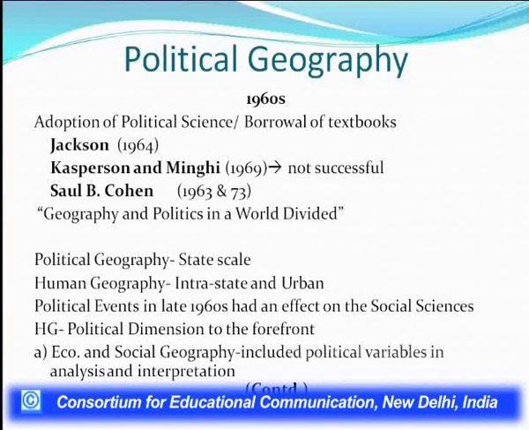Further, in the 1960s, to make political geography more relevant, some scholars borrowed from political science so that the discipline could be revived, and their studies reflected a lot of involvement of political science, or political science as a discipline became more prominent in geographical studies also. An example can be cited in the book titled Political Geography by Kasperson and Minghi in 1969, which did not yield successful results, and it was deemed that this was not the right way to proceed for political geography as a discipline.